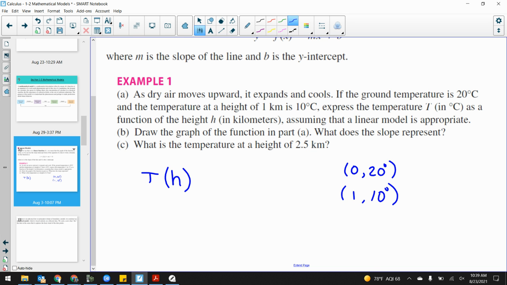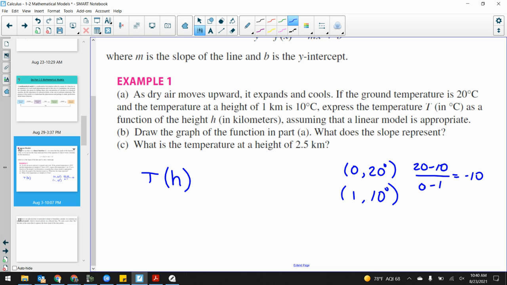So we have 2 points, just like we did going over the homework right now. We got 2 points. We can make a line. Let's find the slope. So the slope is y minus y over x minus x. 20 minus 10 over 0 minus 1. 20 minus 10 is 10, 0 minus 1 is negative 1, so 10 divided by negative 1 is negative 10. All right, so our slope is negative 10.